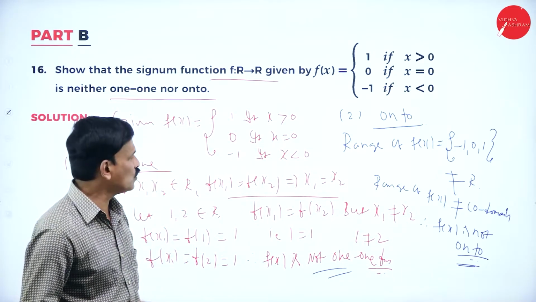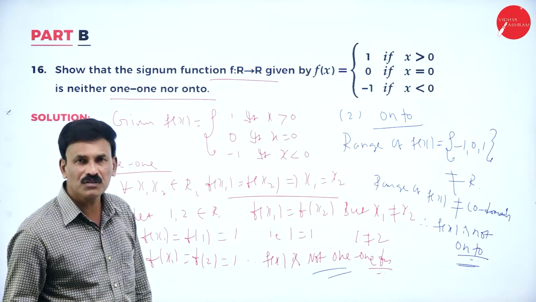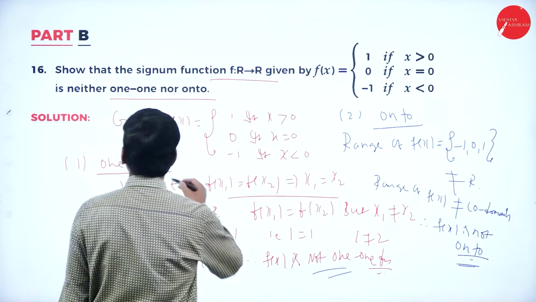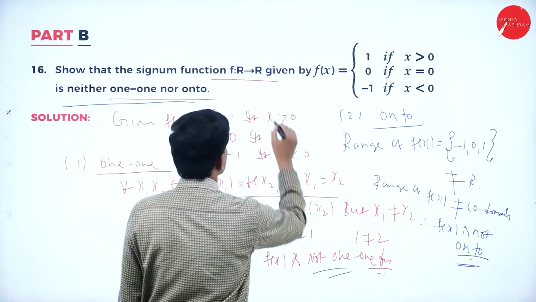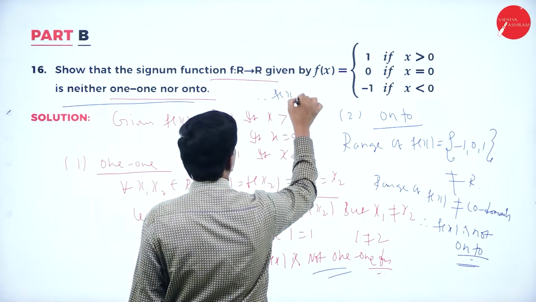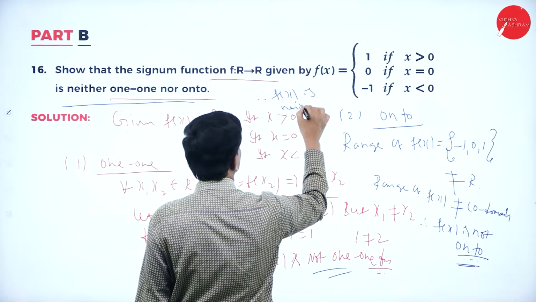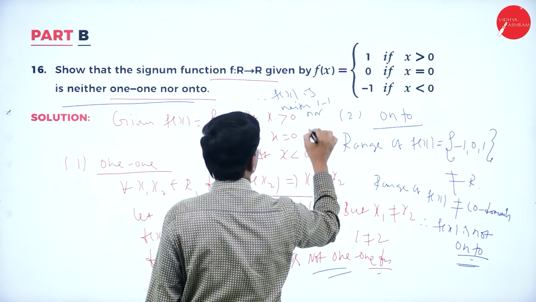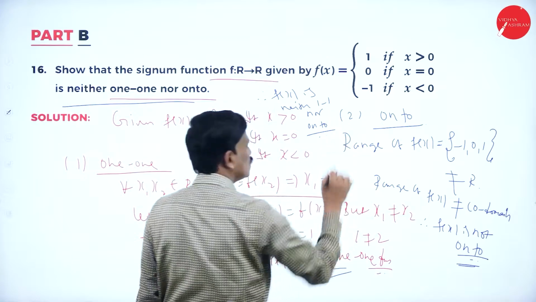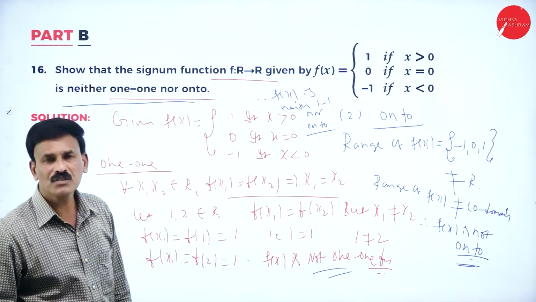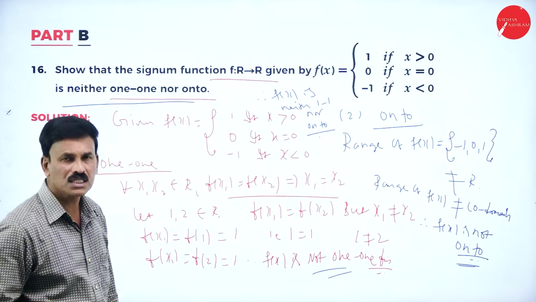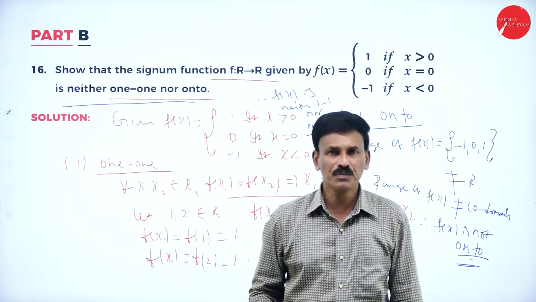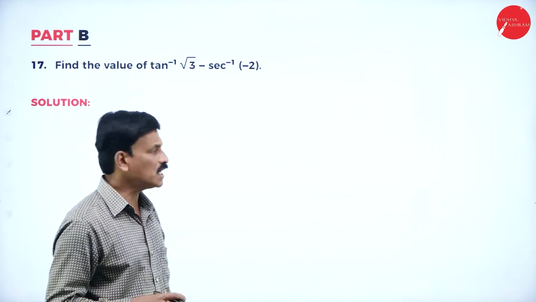1-1, therefore f of x is neither 1-1 nor an onto function. So f of x is neither 1-1 nor onto. That's it. Okay, 2 marker. Hope you followed. Now let us come to the next problem.